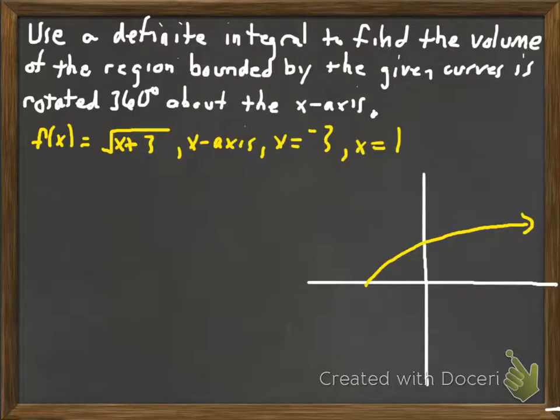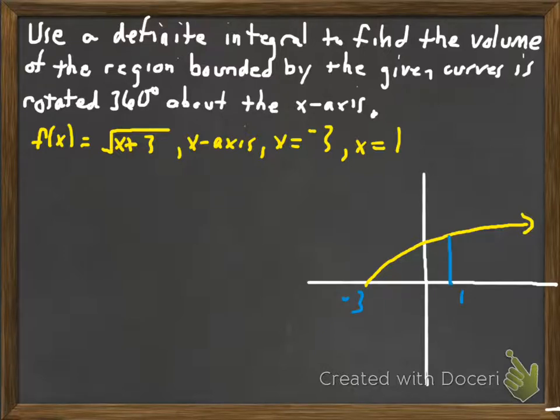Here we're going to use a definite integral to find the volume of the region bounded by the given curves, or when the region bounded by the given curves is rotated 360 degrees about the x-axis. And you see I've given you several different curves or boundaries for this function. We're going to look at the region bounded by the square root of x plus 3, the x-axis, x equals negative 3, and x equals 1. Alright, let me label a few things here.